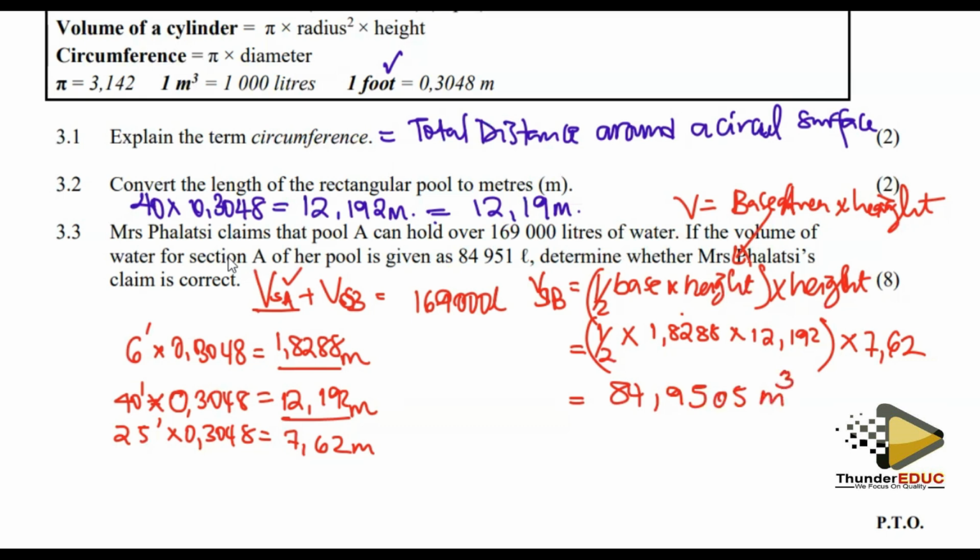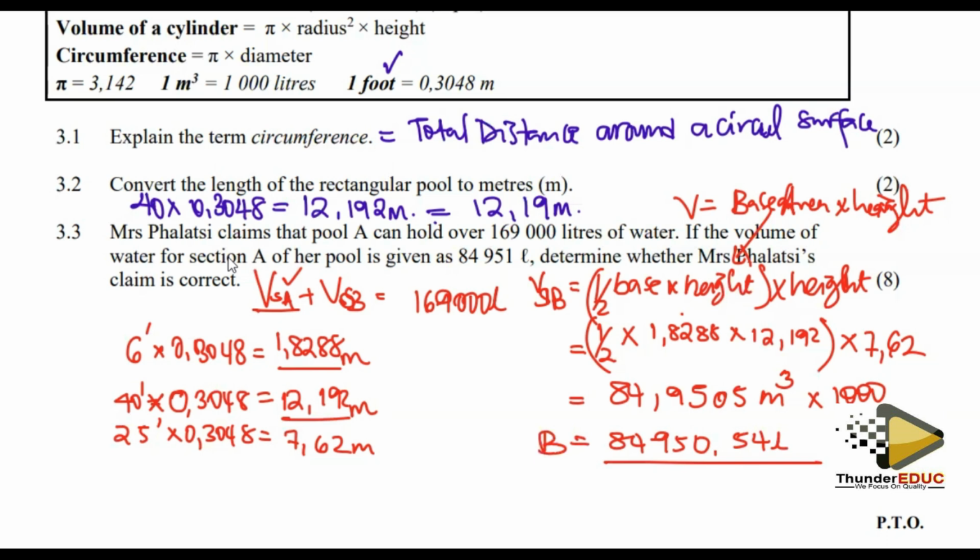Cubed. But we want them to become liters. What do? Multiply by 1,000. Why am I multiplying by 1,000? Because they've told me 1 meter cubed equals 1,000 liters. So here I have 84,950.54 liters. This is section B.